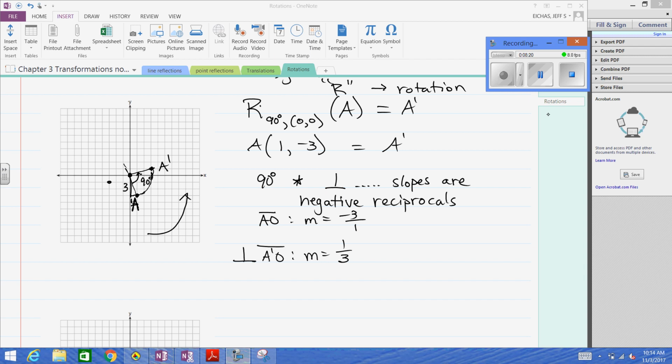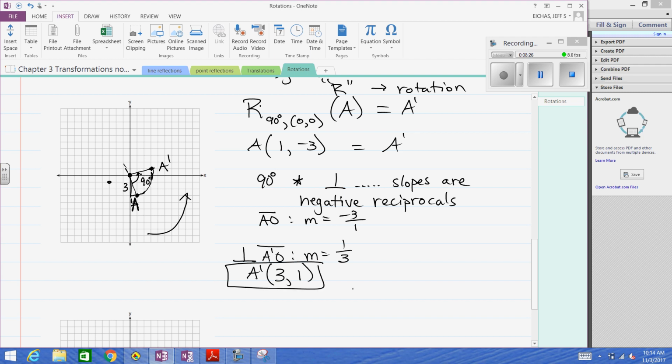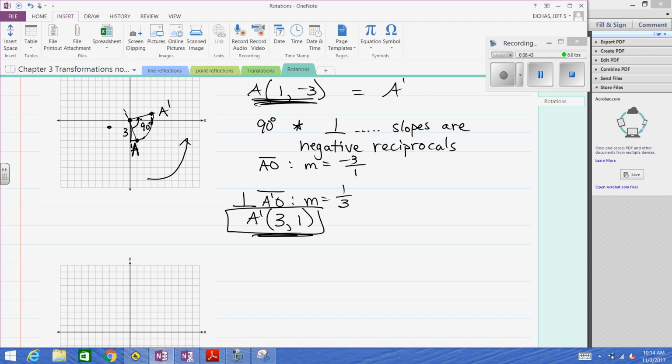So the location of A prime is at, if you look, it's going to be at 3, 1. Now, it looks like for a point rotation through the origin, center of the origin, you're going to be able to work the numbers a little bit, and there is a formula, but it's specific only to the origin, okay?